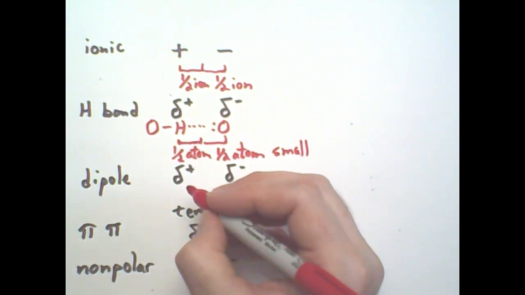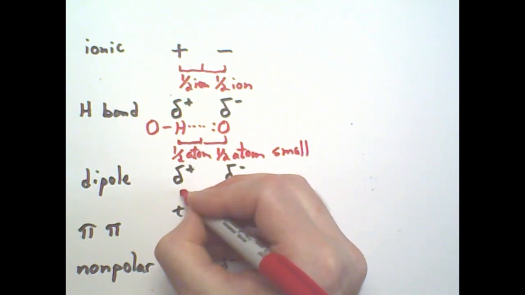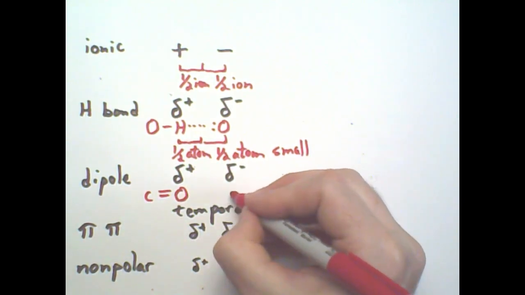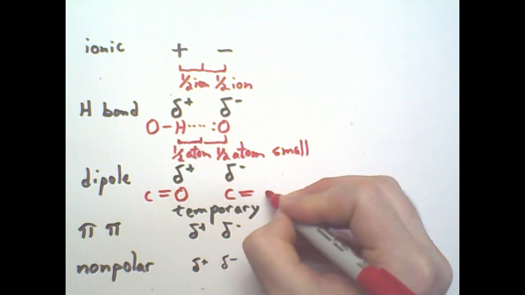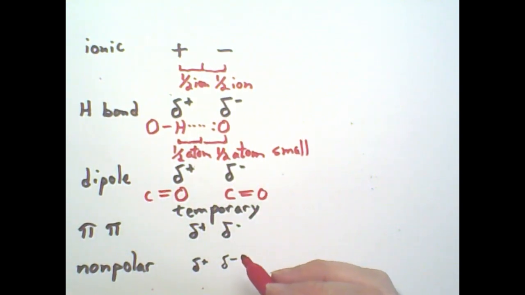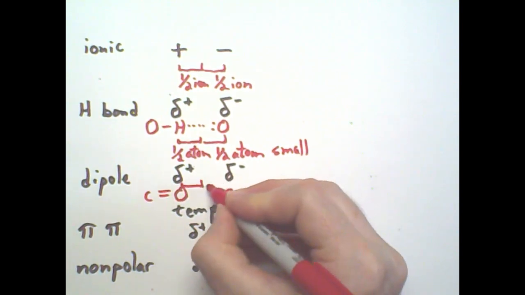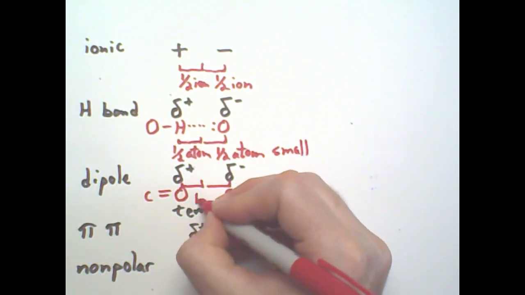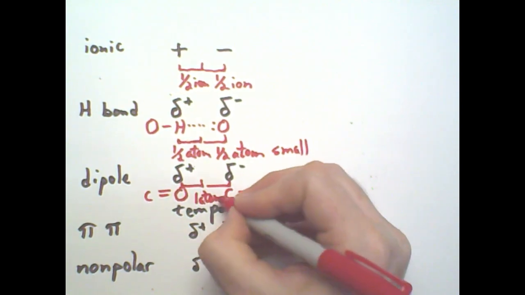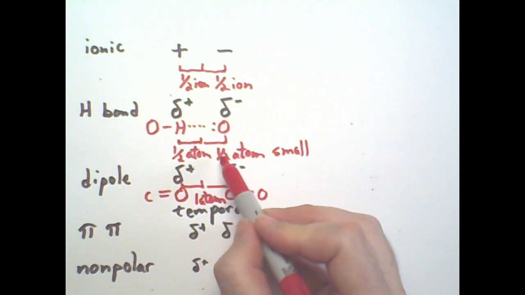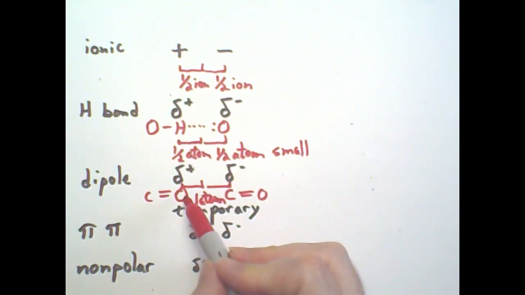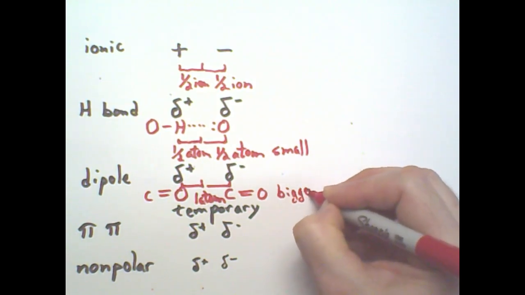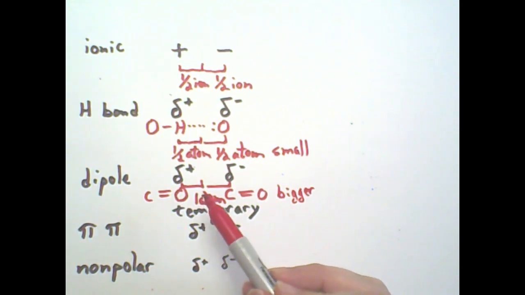Compare that to a dipole. Here maybe you have a C double bond O interacting with another C double bond O. And so this adds up to one atom, just like half and half added up to one atom. But in this case, they're not as small as hydrogen. So the distances are farther and the attraction is less.